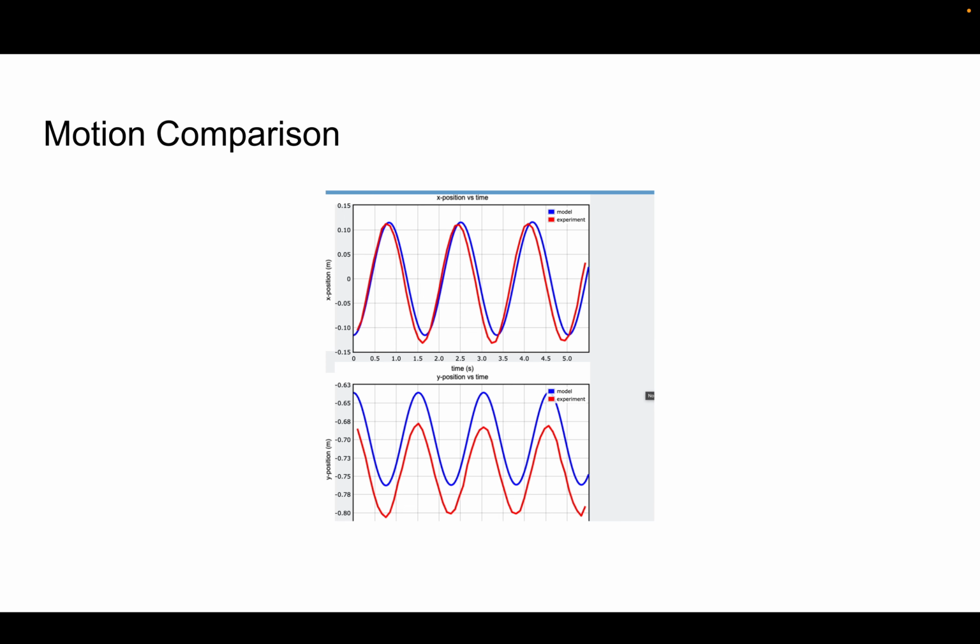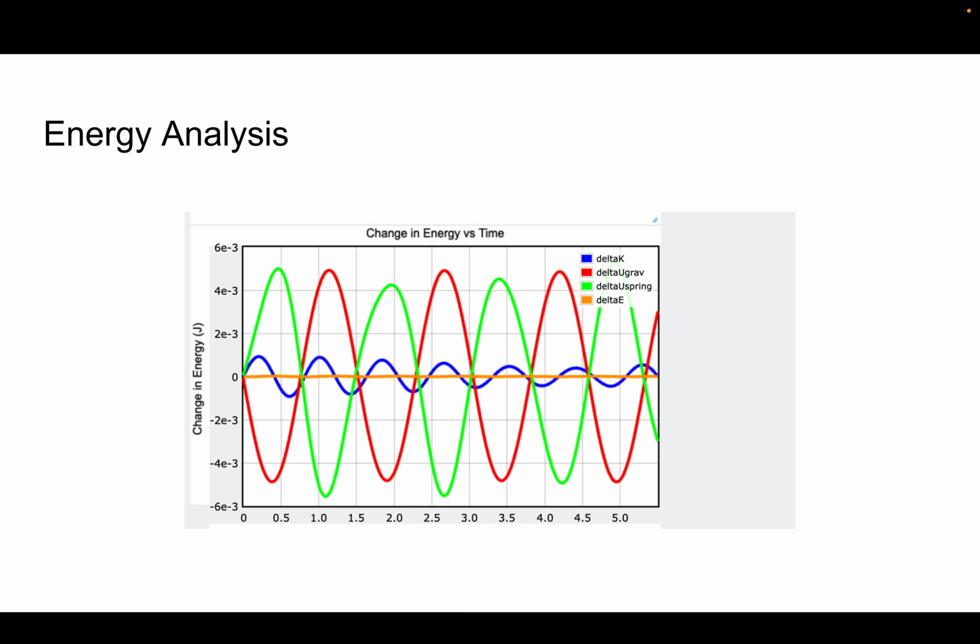Here we can see the comparison between the model and the experimental data. The blue curve represents the model prediction, while the red curve shows the data from Tracker. The x position versus time and y position versus time plots indicate that the model closely follows the observed motion, although there are minor deviations over time. Overall, the trends in both directions match well, validating the computational approach.